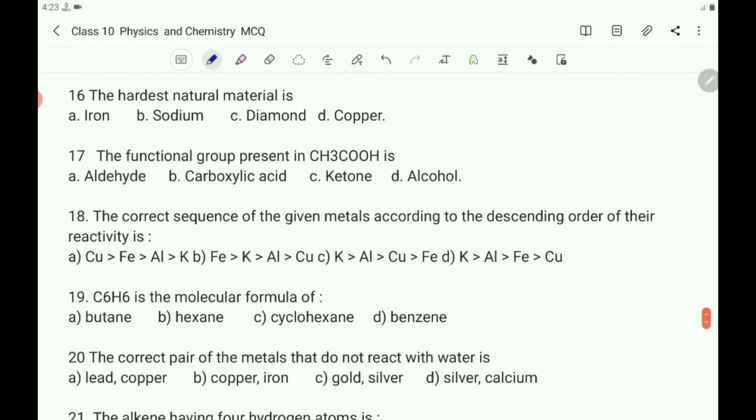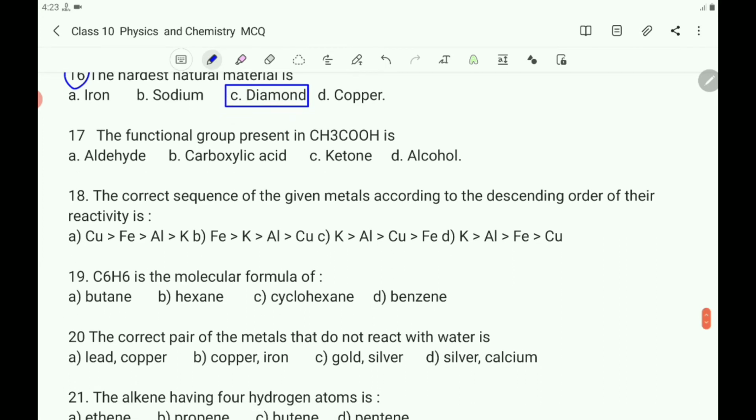Next, 16th question. The hardest natural material. The hardest natural material, that is the hardest substance in nature, is the diamond. So option C is the answer. Next you take the 17th question.